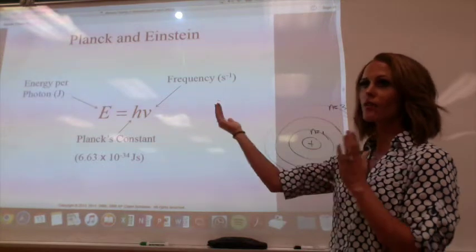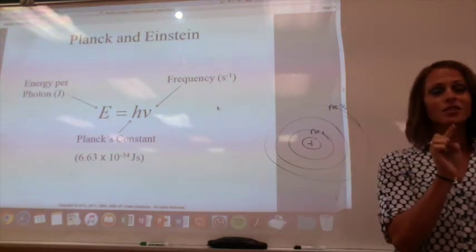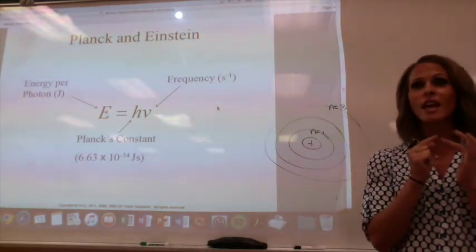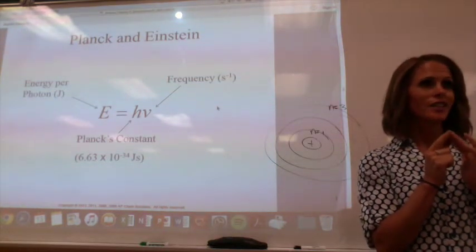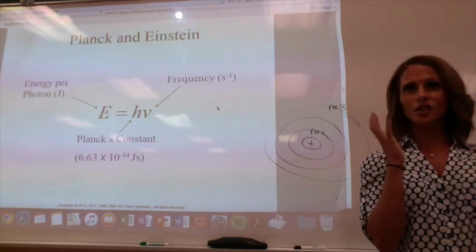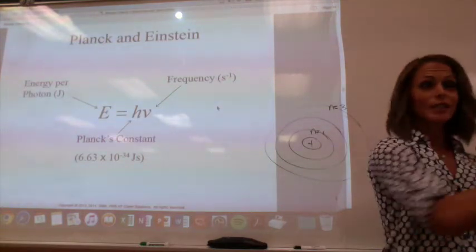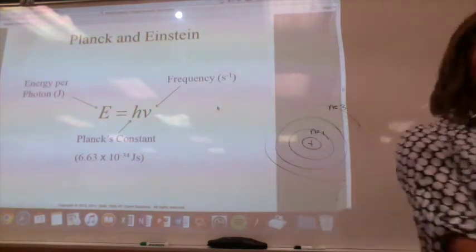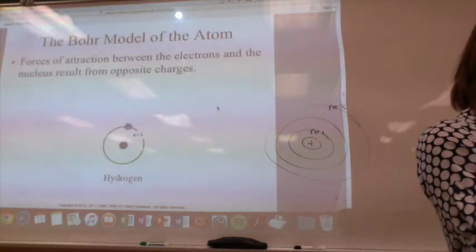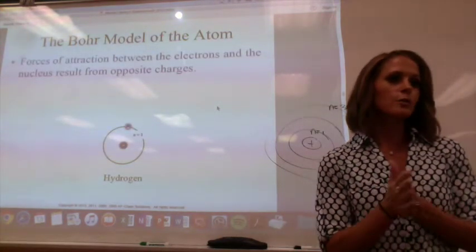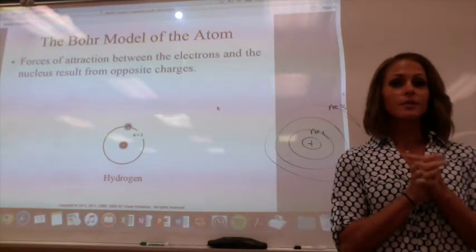So each of these particles, because light is considered to behave as a wave and as a particle. That's kind of hard to envision, but it's both a wave that's traveling to you, but it's also a particle. So that particle is called a photon. Got that? Okay. Forces of attraction between the electrons and the nucleus result from opposite charges.